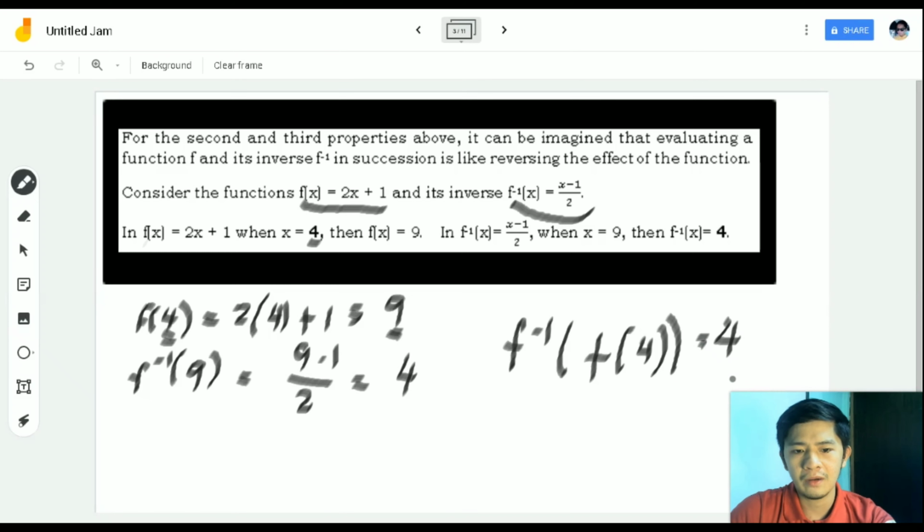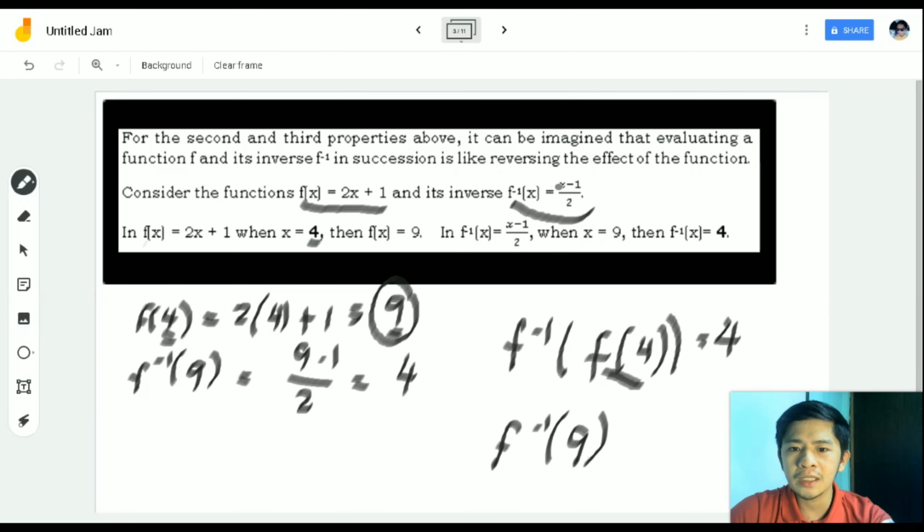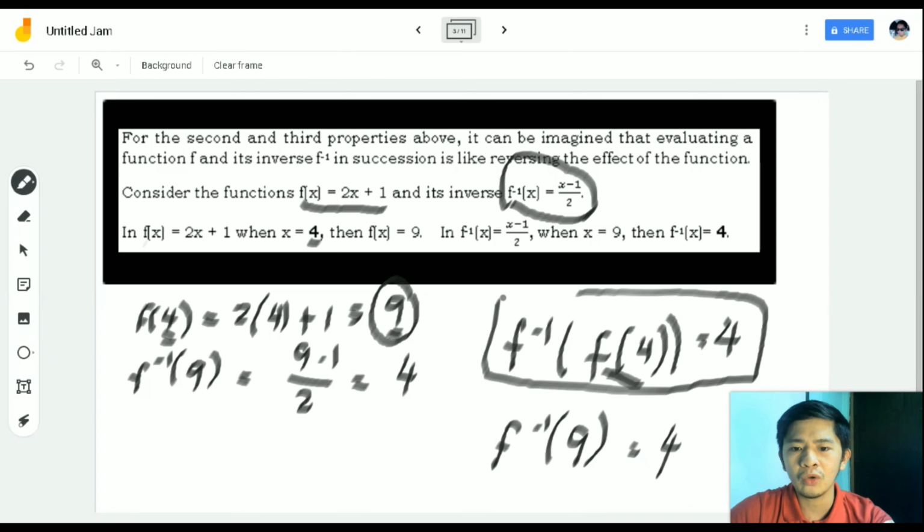Okay? So, as you can see, what again is the value of f of 4? The value of f of 4 is 9. So let us substitute, that is f inverse of 9. So, using this f inverse of x, when x is 9, it is still 4. So, therefore, this is true.